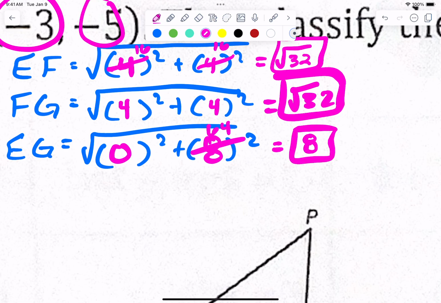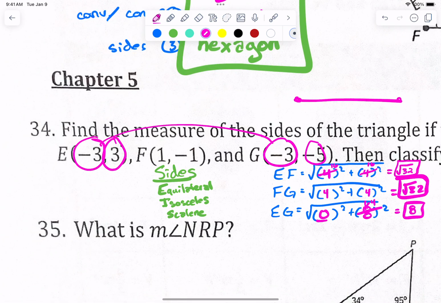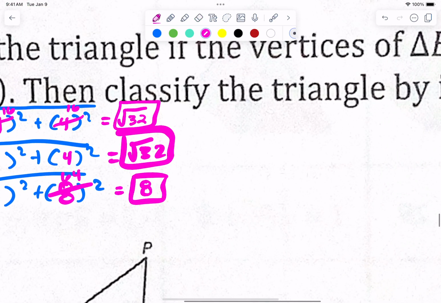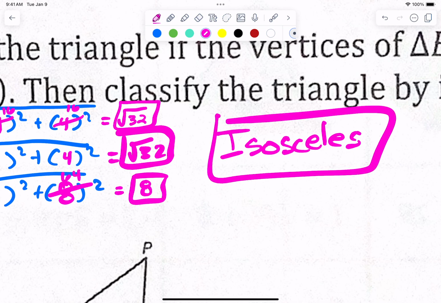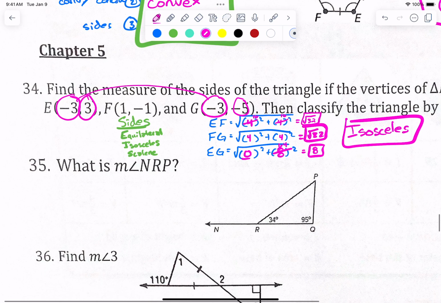Now the fact that I got 0 here means that these two points are directly straight up and down from one another if they're graphed. So if we had them graphed, we could have just counted them. But it doesn't matter, we did the distance formula because we don't have him graphed. So he is what? Isosceles. He is isosceles. Two sides match. Great. All right, 35. Are we ready to move on?